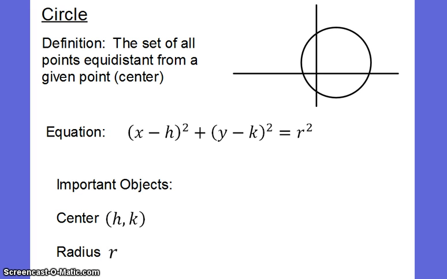So the circle, the definition is the set of all points equidistant from a given point, or the center. And then in front of you, you see the standard form equation for a circle, (x - h)² + (y - k)² = r², where (h, k) is the center, much like the vertex in the vertex form of a quadratic, and r is the radius. So standard form sets that equation equal to r squared. So to find the radius, you'll have to take the square root of that number.